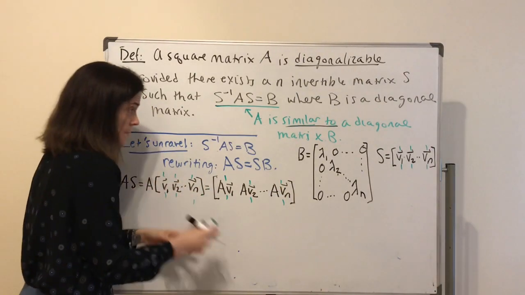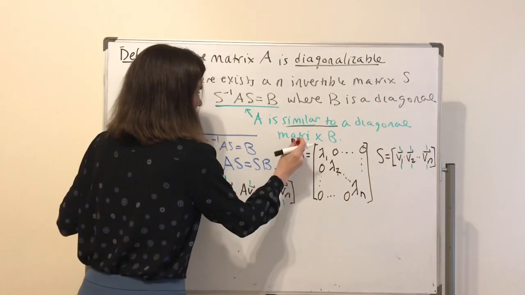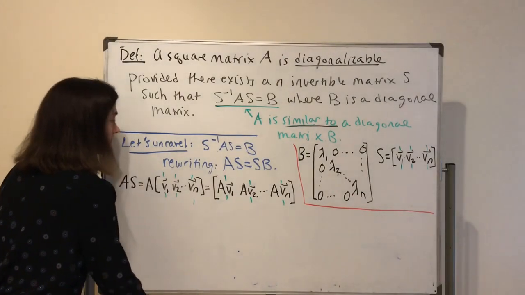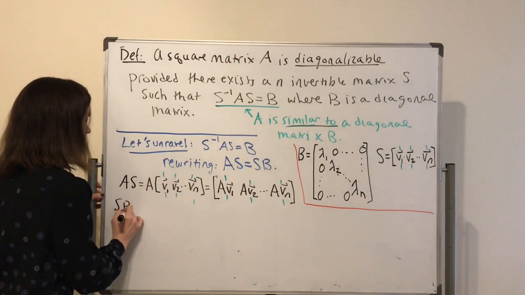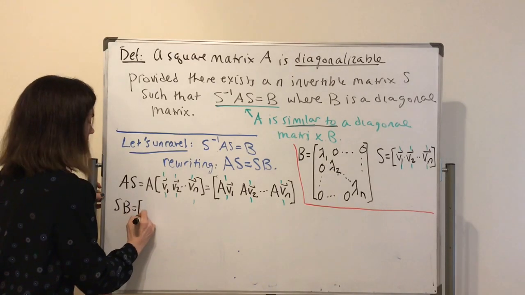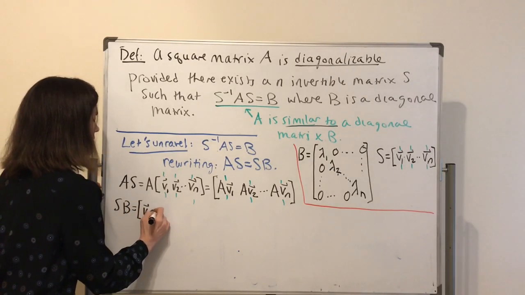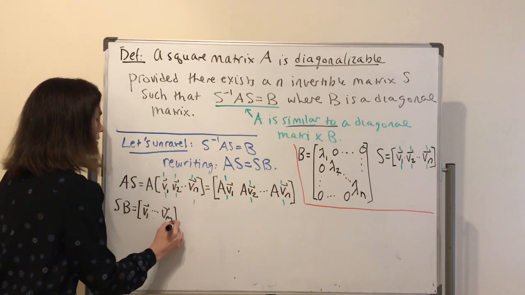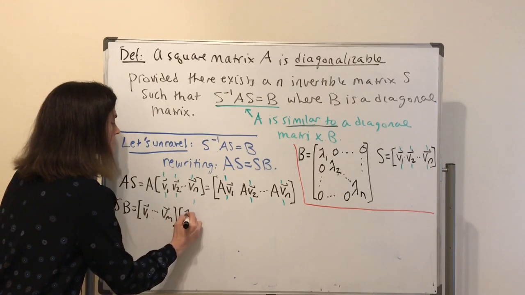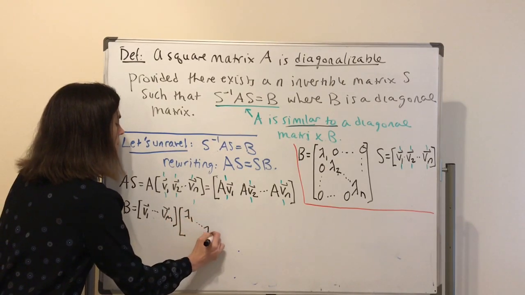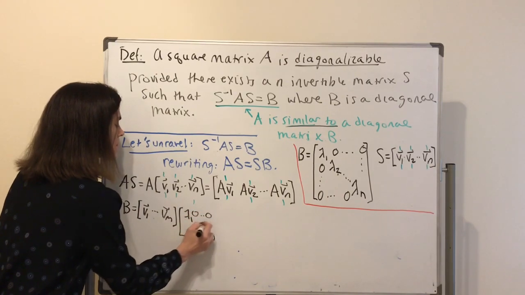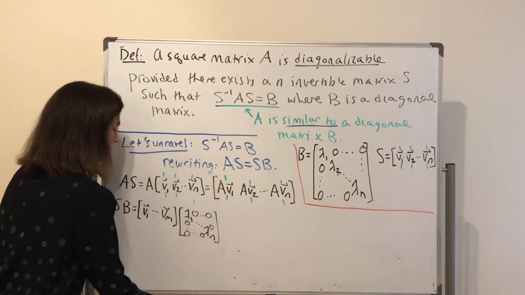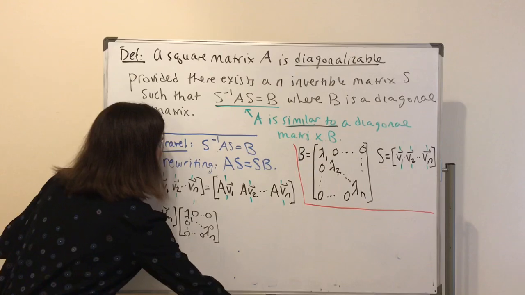Now, I have an expression, and maybe I need to do this. That's something separate. What about the other one, SB? Well, I'll just put the first and the last initially here, and then times the diagonal matrix. And then I'll put this.